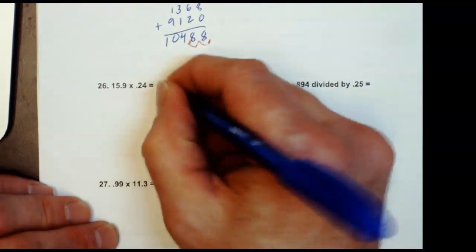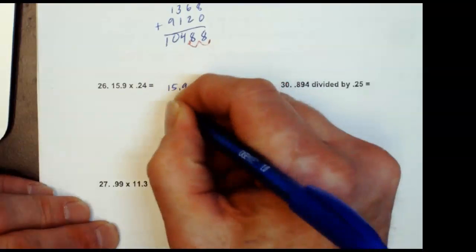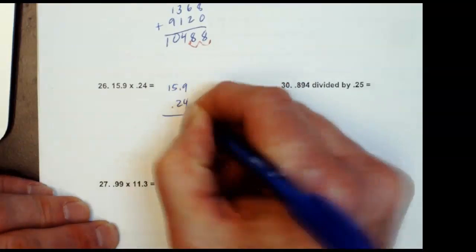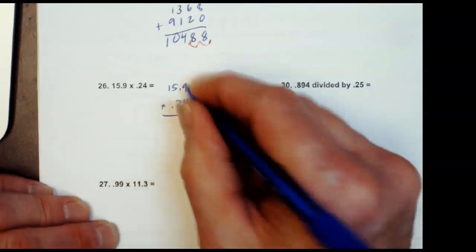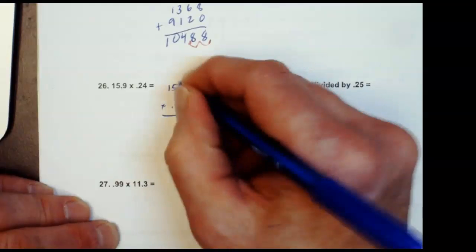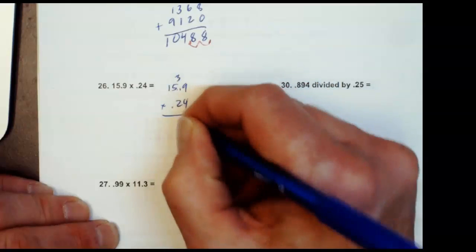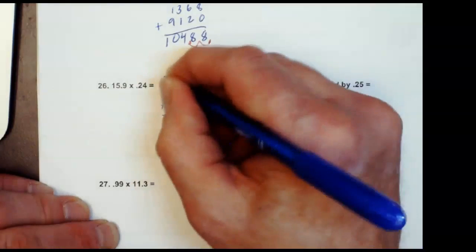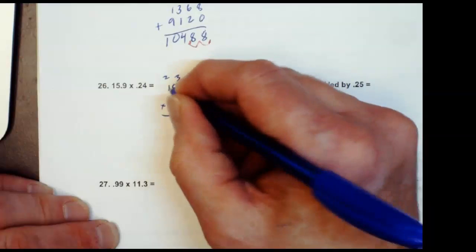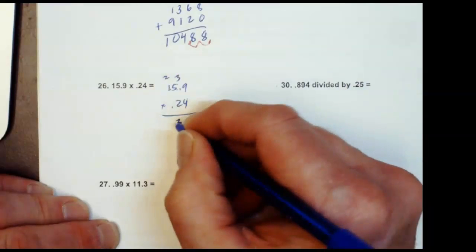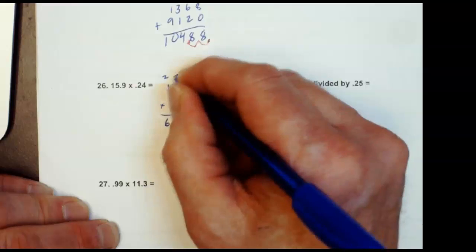15.9 times 0.24. 4 times 9 is 36. Here's my 6, and here's my 30. 4 times 5 is 20, and these 3 guys make 23. So there's the 3, and there's the 20. 4 times 1 is 4, plus those guys is 6. Go ahead and cross these guys off.